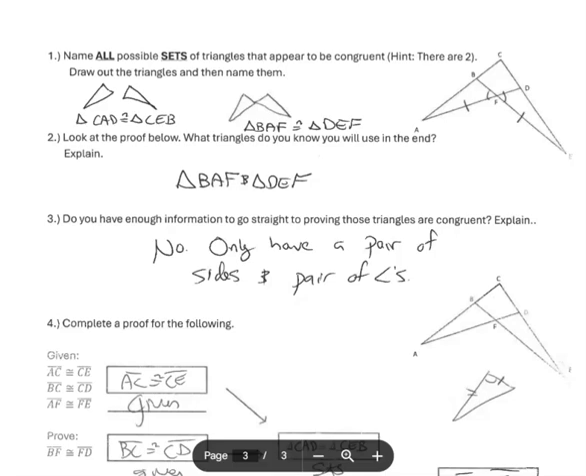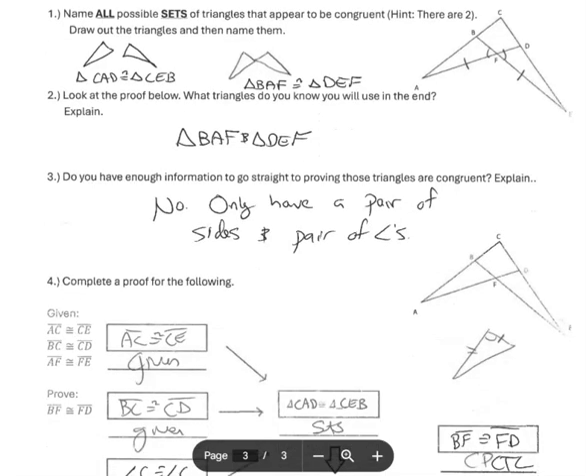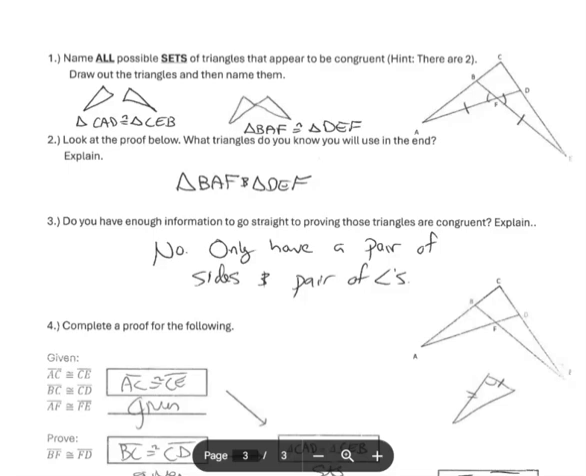I see that there are the overlapping triangles, CAD and CEB, and you also have the bow tie proof that you could possibly be working with. Look at the proof below, and what triangles are you going to end with? So it is BF and FD. BF and FD are parts of the bow tie proof, the thing that looks like a bow tie, not the overlappers. They're not even sides of the overlappers.